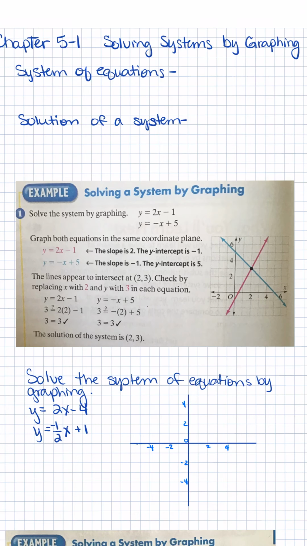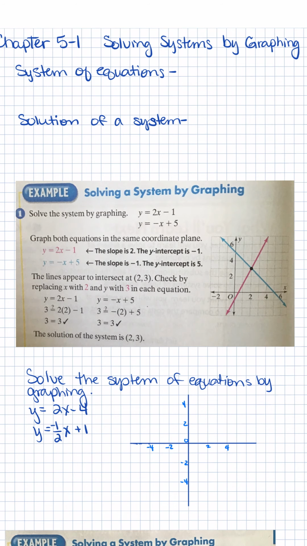Hi class, today we're looking at Chapter 5, Lesson 1, Solving Systems by Graphing. Graphing systems of equations can help you compare different rental options. A system of equations is a set of two or more equations that have the same variable.